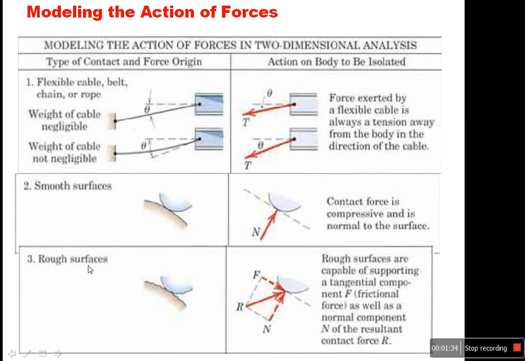If I have rough surfaces, I need to put two forces: one tangent to the surface, and the second one perpendicular to the surface.